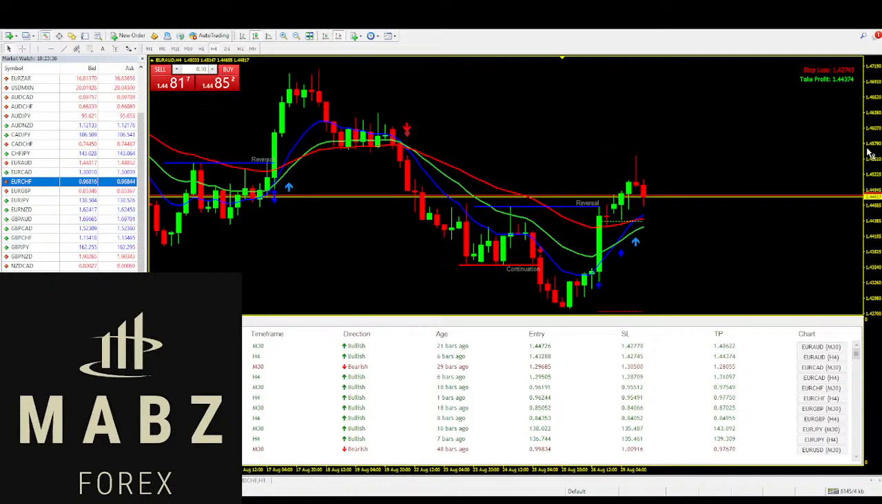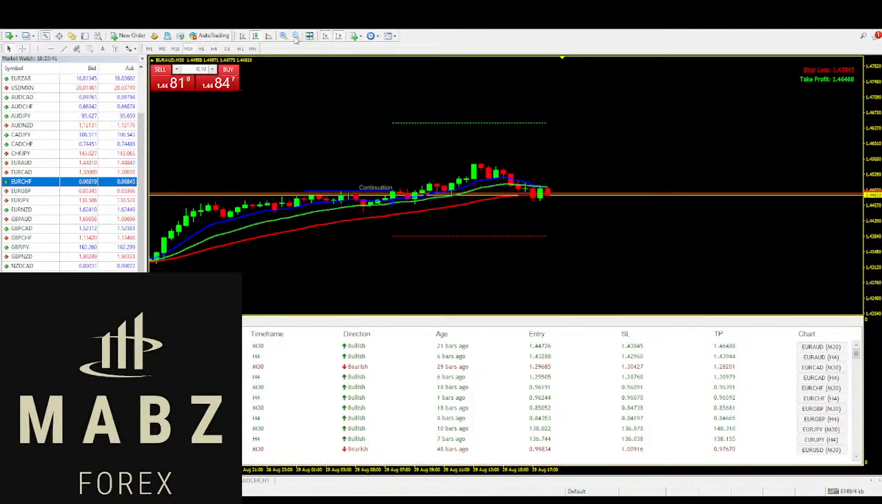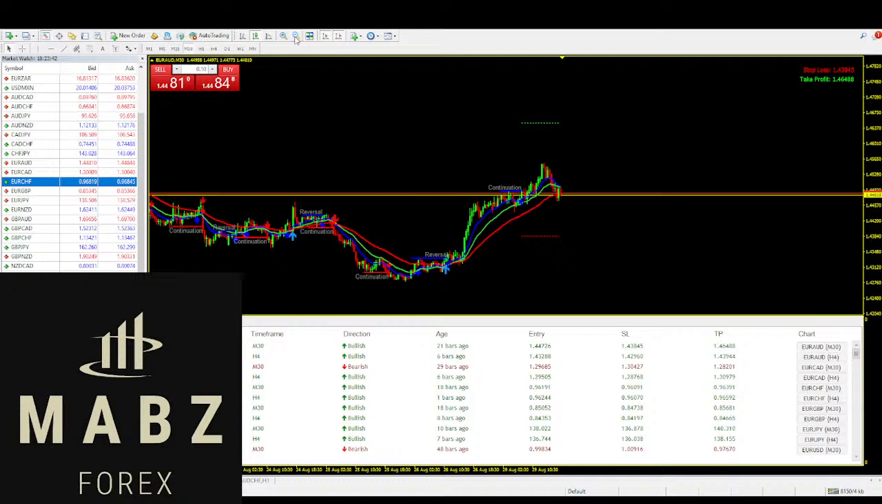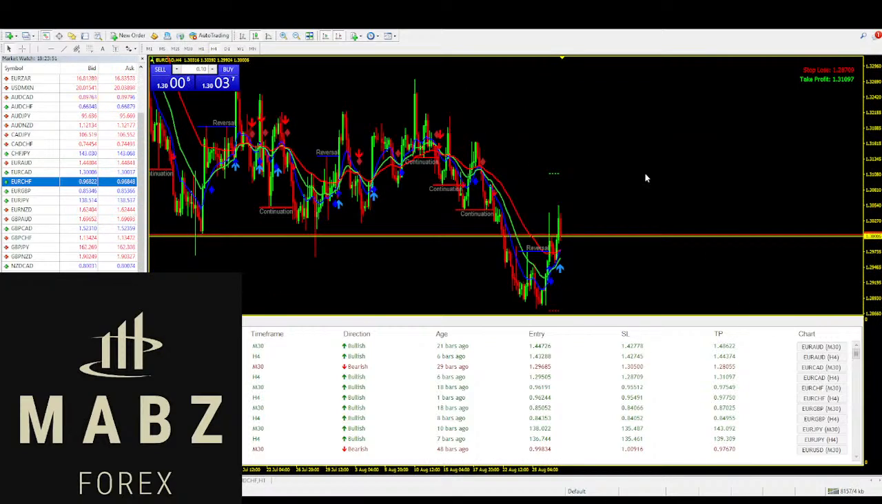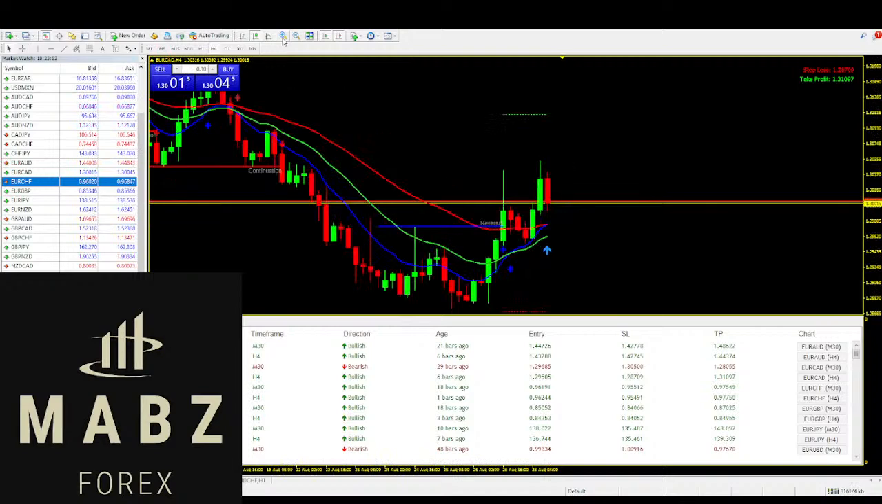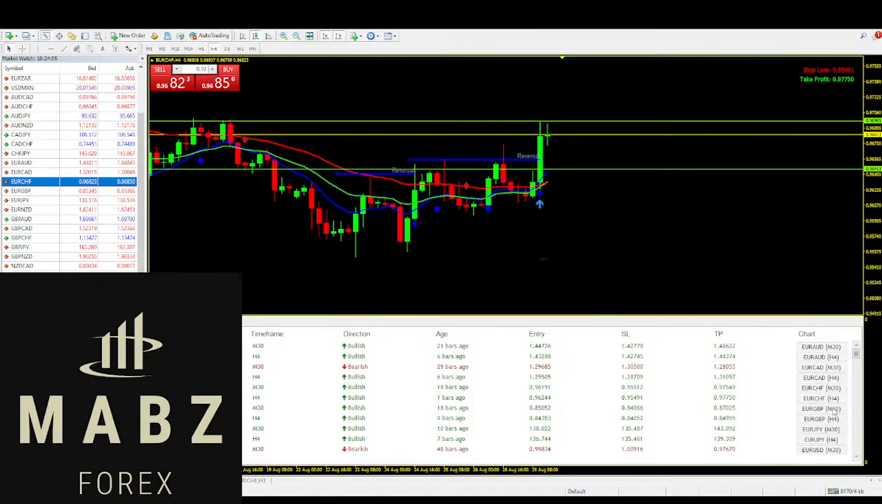On H4, nothing. Okay, we can actually take this one on the Euro AUD, but we'll come back. Euro CAD on 30 minute, nothing, but on the H4 we can actually take that one. But that's a lower time frame, lower lot size type of trading, so we can just skip that for now. We're just looking for the best entries, guys.